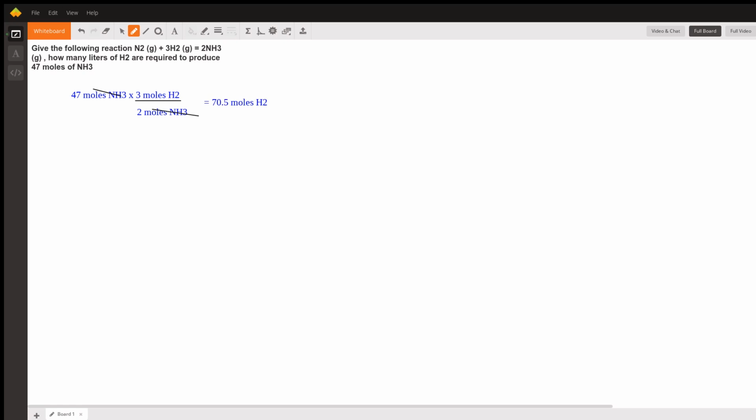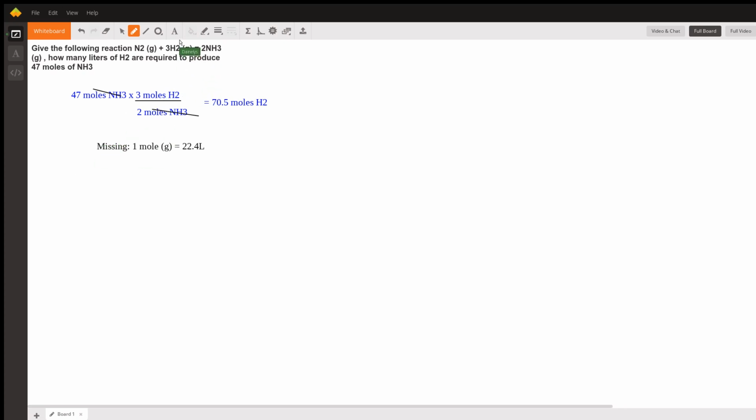But the question is asking us how many liters. So we should be asking ourselves how do we convert moles to liters? Well, when we look at the equation, we see that everything is a gas. And there's a law that tells us that 1 mole of a gas is equal to 22.4 liters. So I'll write that down here. This is a missing piece of information. 1 mole of a gas is equal to 22.4 liters with standard temperature and pressure.